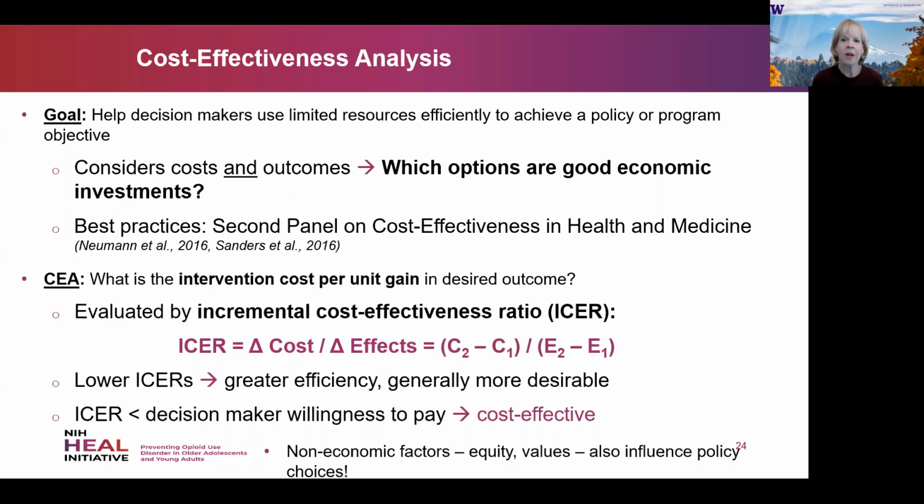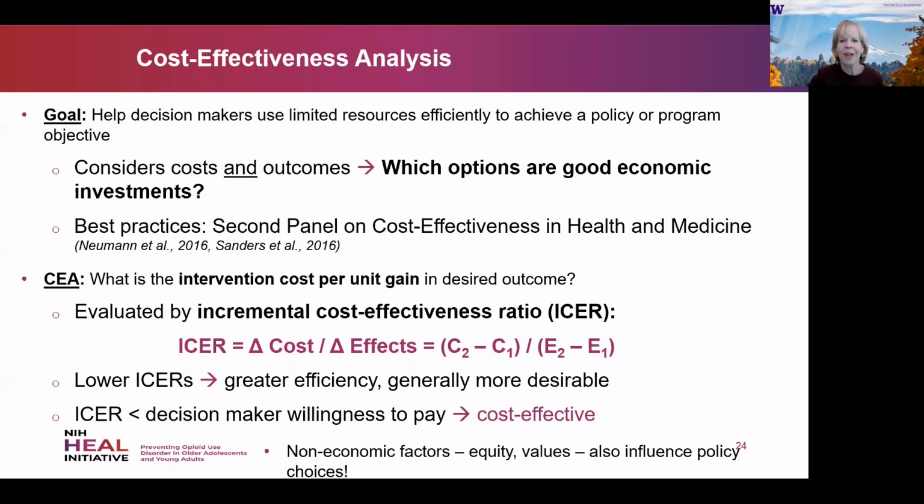So specifically, cost effectiveness analysis helps us understand the intervention cost per unit gain in a desired outcome. In the HEAL studies, those desired outcomes have to do with opioid use, but the method is actually really flexible and can handle a number of health, behavioral health, and other outcomes. To evaluate cost effectiveness, we use the incremental cost effectiveness ratio.